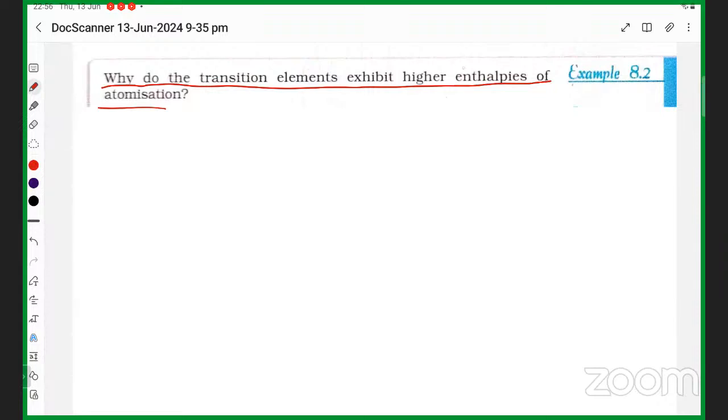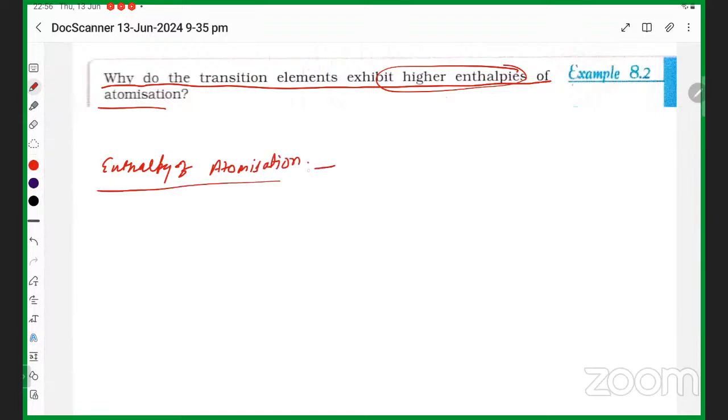What is the enthalpy of atomization? Atomization is the energy required to break the bond. Now here we have a higher number of unpaired electrons, so more electrons are involved in bond formation. So the bond is stronger, and to break that bond, higher energy is required.